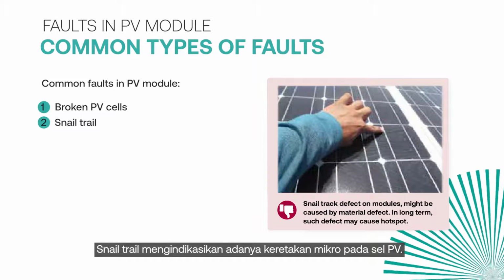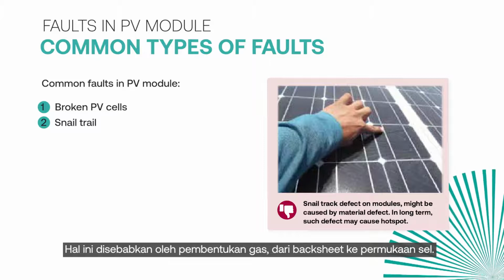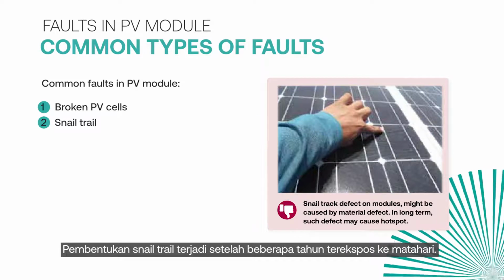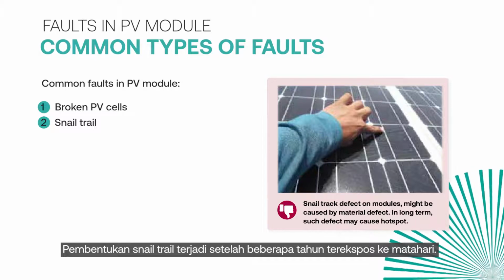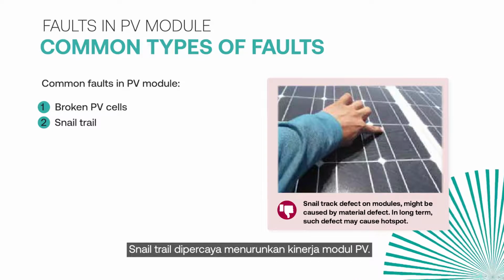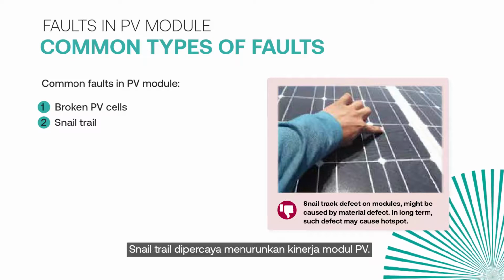Snail trail can indicate a micro crack in PV cell. It is caused by formation of gas from the backsheet to the cell surface. The formation process of snail trail takes place after several years of exposure to the sun. Snail trail is believed to decrease the PV module performance.